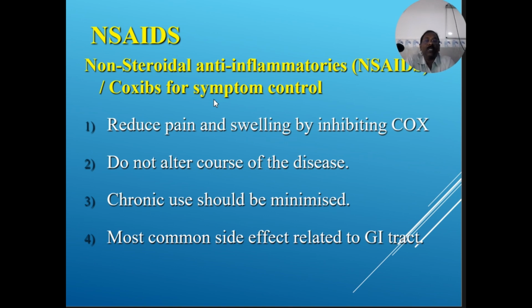They reduce the pain and swelling by inhibiting the COX. We have COX-1 and COX-2 inhibitors. They don't alter the course of the disease. That is the most important take-home point. Whatever tons of NSAIDs you give, they are only symptomatic. They don't arrest the disease or stop the progression of the disease. So don't give much credit to NSAID therapy as far as the progression of rheumatoid arthritis is concerned.